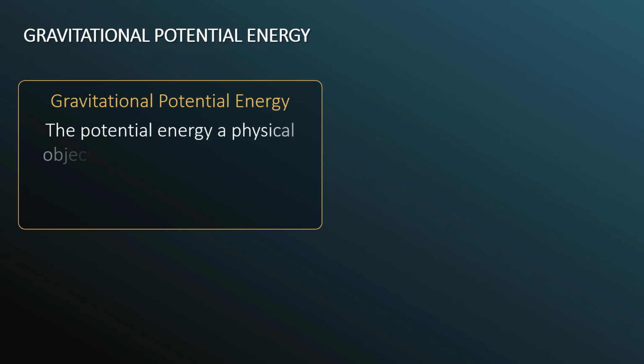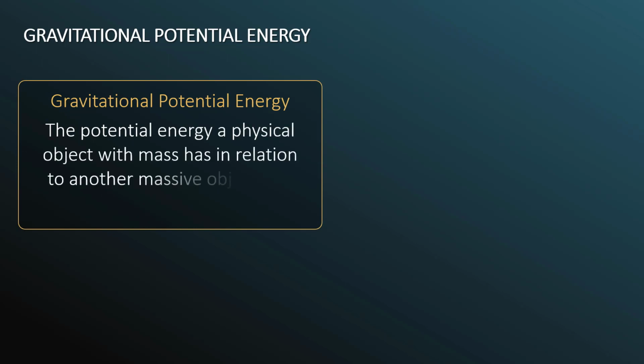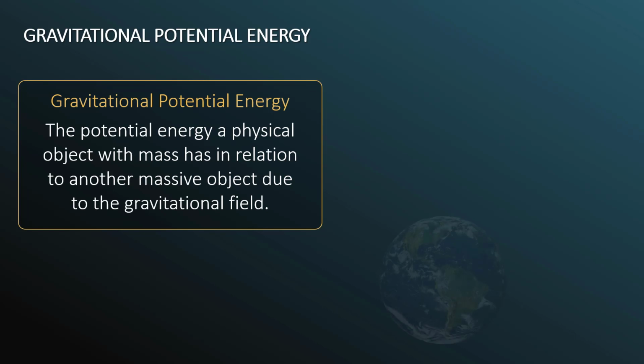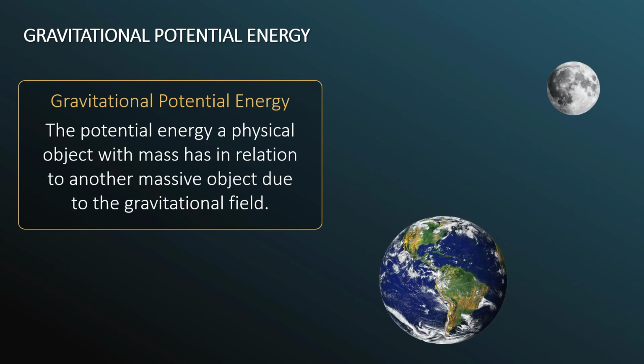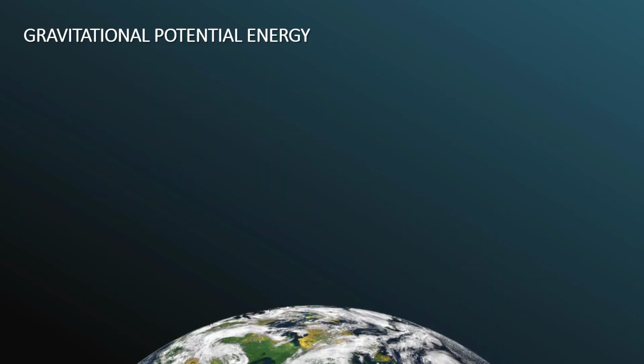So gravitational potential energy is the potential energy a physical object with mass has in relation to another massive object due to the gravitational field. So if this is Earth and this is the Moon, there's some distance between them, there's potential energy because both of these objects are in the gravitational field of the other object. Let's give an example. Zoom into Earth a little bit. Let's say I have a little astronaut hovering in space. He has some mass. Let's draw a reference frame.